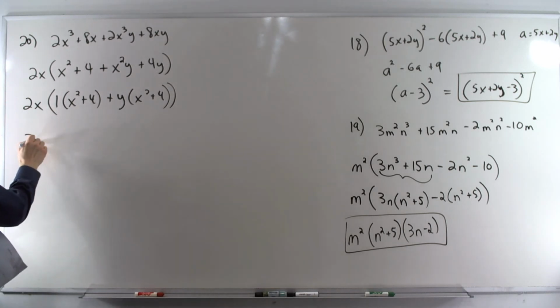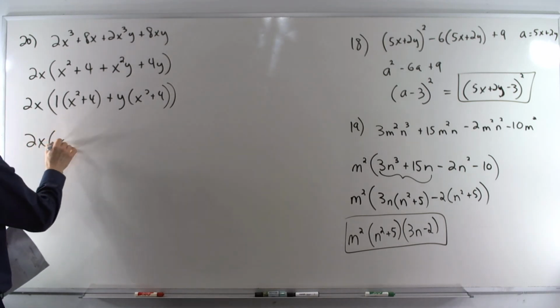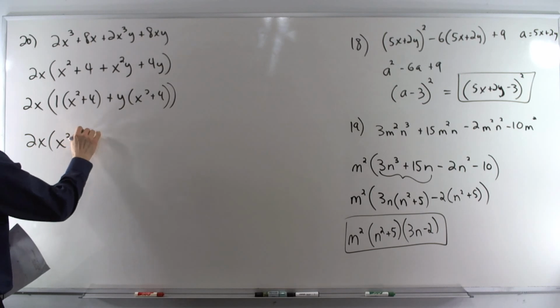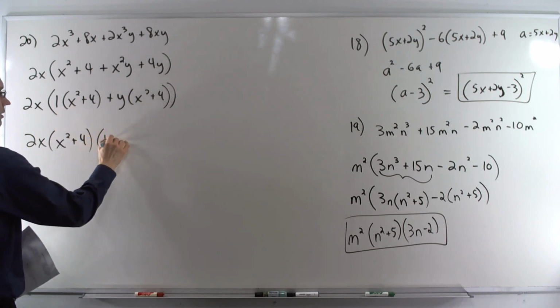All right, now completing the factoring by grouping, bring out this x squared plus 4, and we get 1 plus y for the other one.